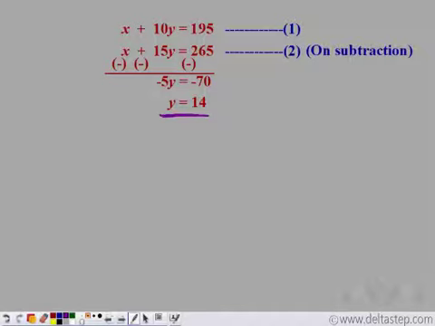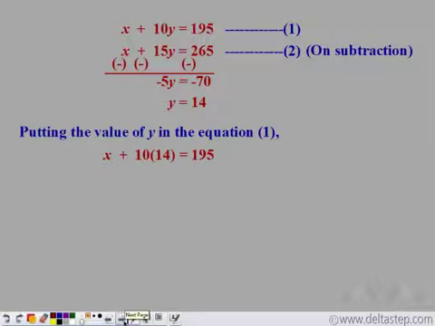Now we can find the value of x by putting this value of y in any of these equations. So let us put y equal to 14 in equation 1. So we write x plus 10 into y. So 10 into 14. In place of y, we write 14, is equal to 195. This is what we have, putting the value of y in equation 1.